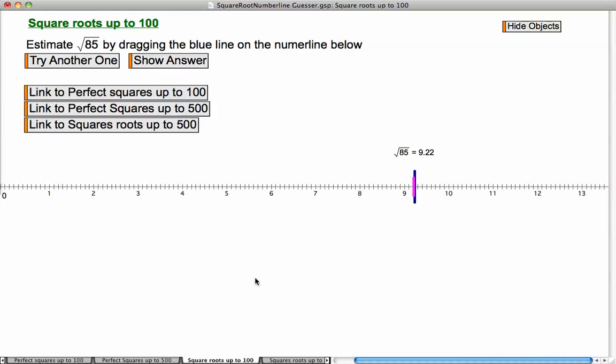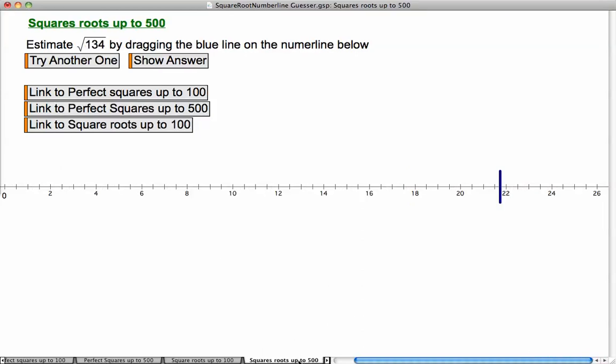And then of course we take that up a notch and do perfect squares or square roots up to 500 in the same way.